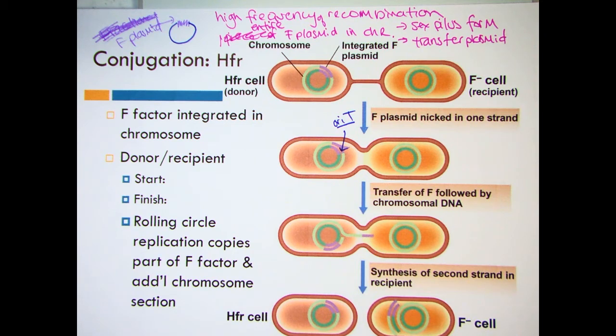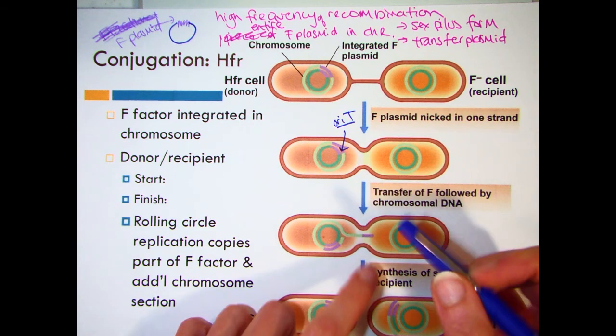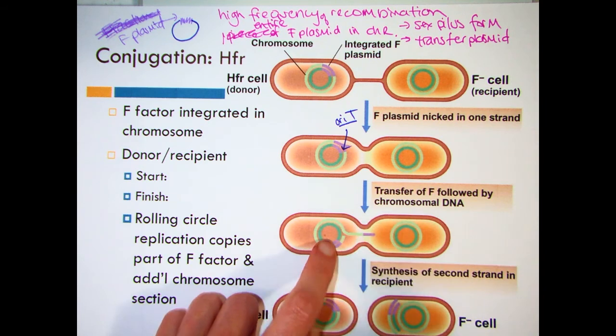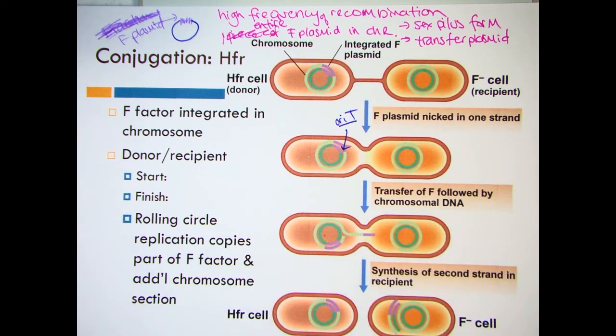Whoop, whoop. Here's the problem. The conjugation pilus is not that stable, and the chromosome is comparatively giant. And so before the whole chromosome can go, the conjugative pilus breaks. And so the recipient cell gets a fractional F plasmid and some little piece of chromosome, but does not get the entire F plasmid.